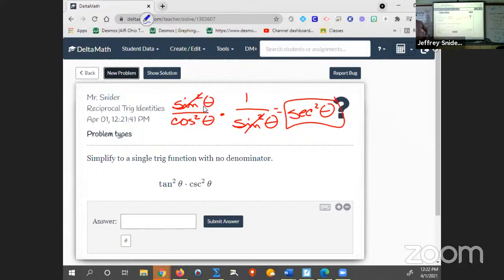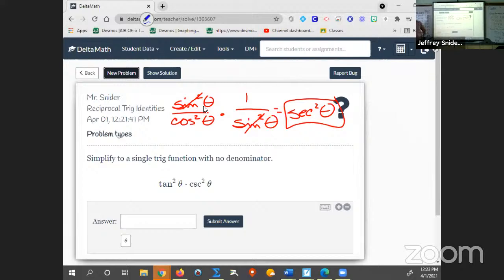Anybody give me a different way of doing that? Just curious. Any thoughts? Nobody has any? What's that? I'm going to make this 1 over cotangent squared. Is that what you're saying?